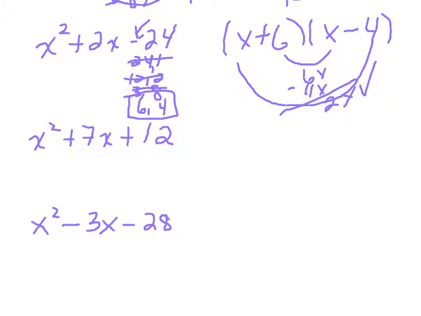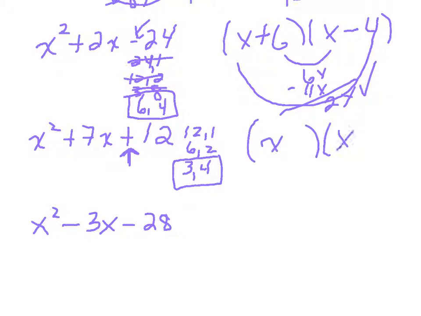Alright, the middle problem, 12. We have 12 and 1, 6 and 2, and 3 and 4. Which ones are going to add to give us 7? That's easy. I like this one. We got a 3 and a 4, and they need to give us a positive 7, so these guys are both going to be positive.